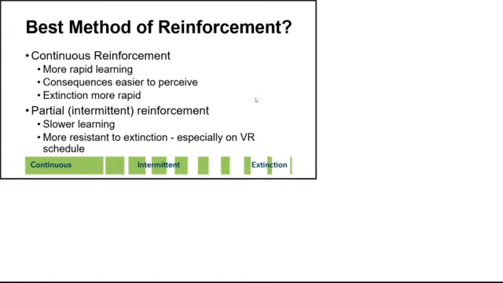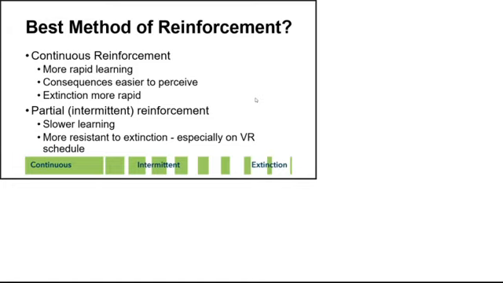And for the most effective, especially if we're looking at beating extinction, would be our variable ratio pattern of responding. That one, for whatever reason, is the most resilient in terms of extinction. So you can pick and choose which works best for your particular scenario.